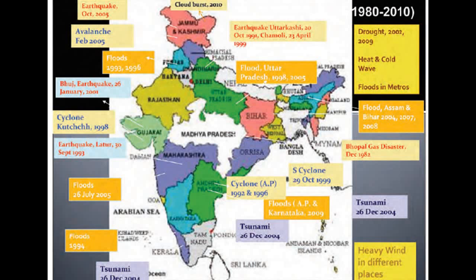The tsunami was because of the earthquake that happened in Sumatra, Indonesia. The tsunami struck on 26 December 2004, which affected the coastal cities and coastal states very badly.